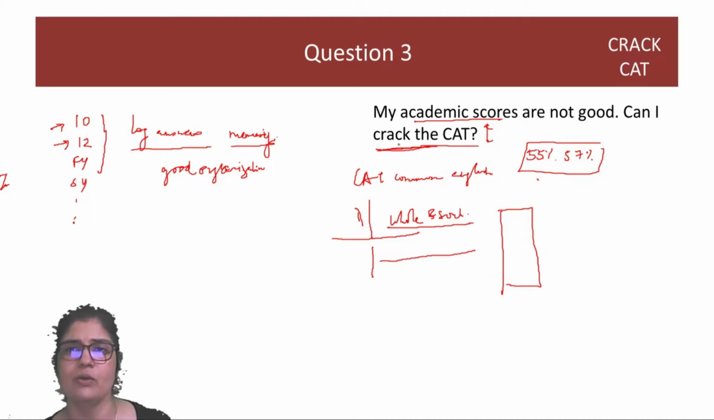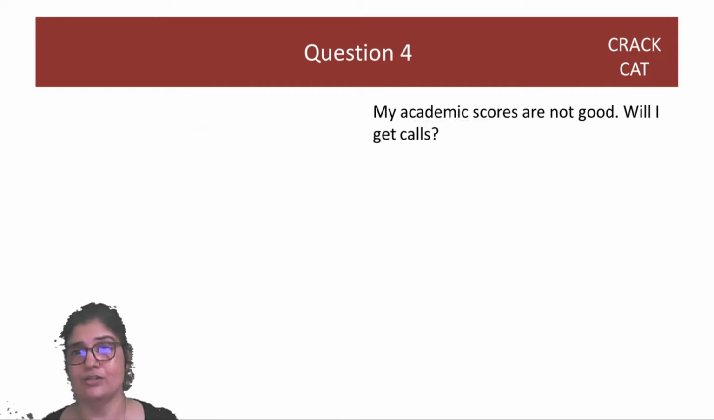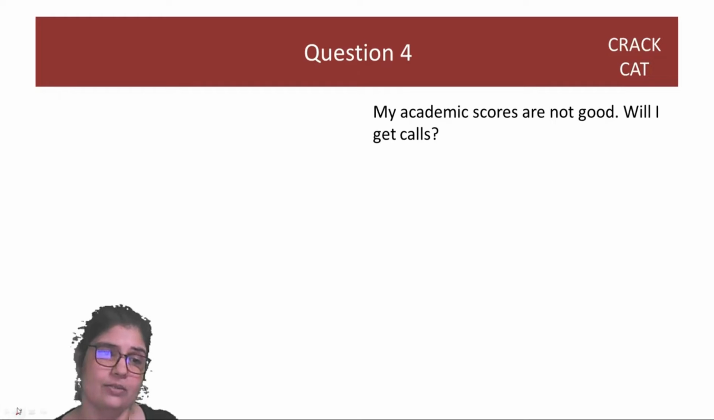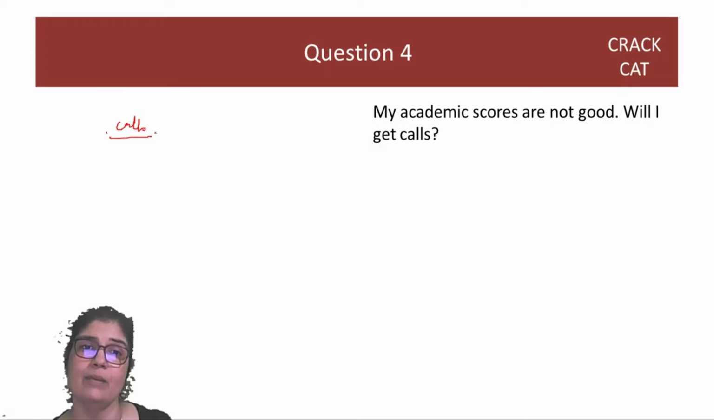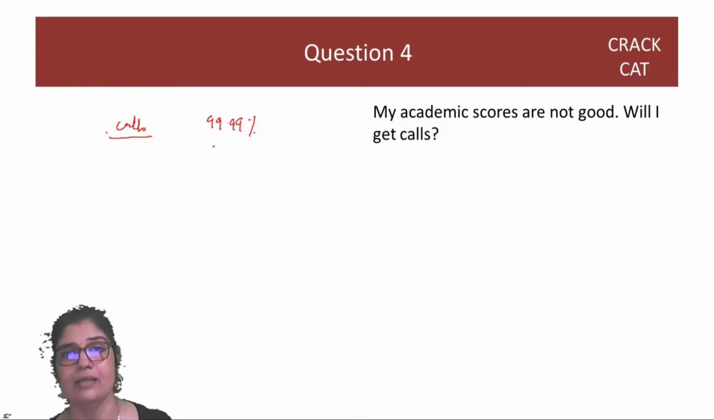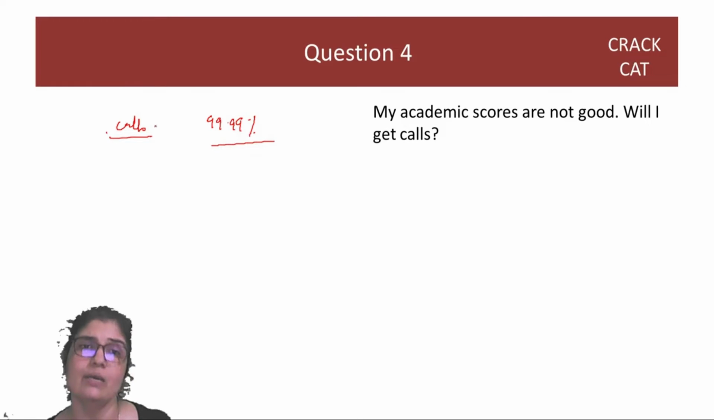So don't worry about your academic scores. Start afresh, work with dedication. There have been students who have cracked the CAT with poor scores also, and you can be one of them too. So, next question, again related. My academic scores are not good. Will I get calls? I understand that a lot of IIMs now pay weightage. I hope you understand the difference between the previous question and this question. This question is asking whether the IIMs will give me calls even if my percentile comes to 99.99. The earlier question was whether my percentile will come. This one says, suppose the percentile did come, will they give me calls?